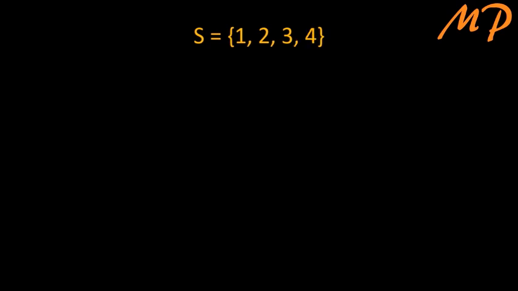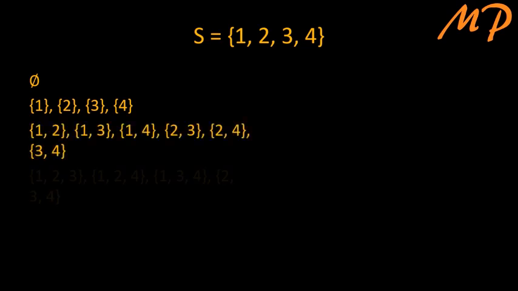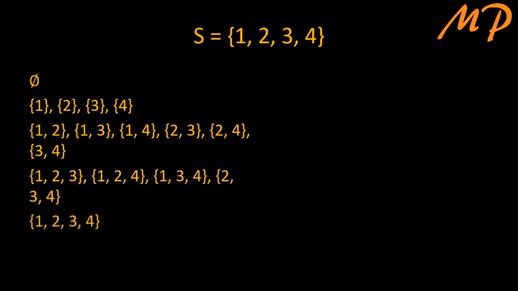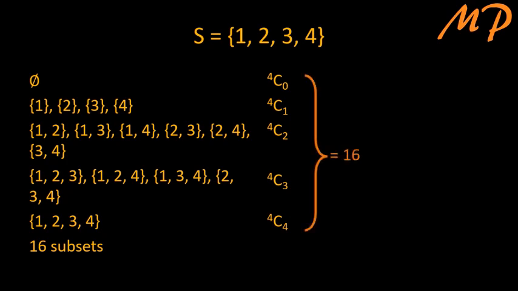We can use the same technique if set S had 4 elements. Here is an empty set, here are all the subsets with 1 element, here are all the subsets with 2 elements, here are all the subsets with 3 elements, and finally here is the subset with all 4 elements. This makes 16 subsets in total. Now let's use combinations. For the empty set, we can write 4 choose 0, for subsets with 1 element we can write 4 choose 1, for 2 elements we can write 4 choose 2, and so on. If we add them we get 16.